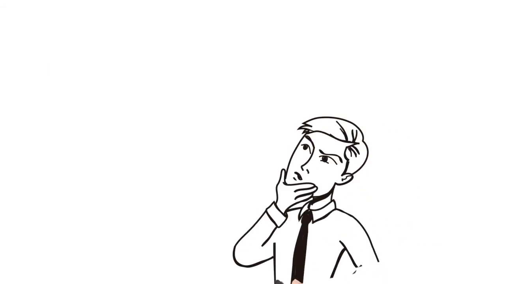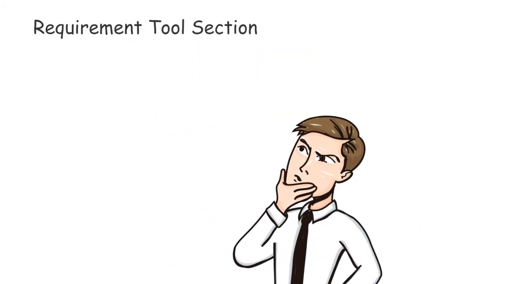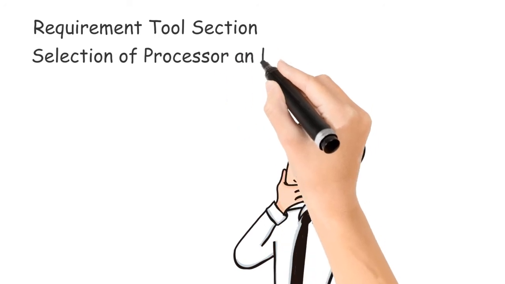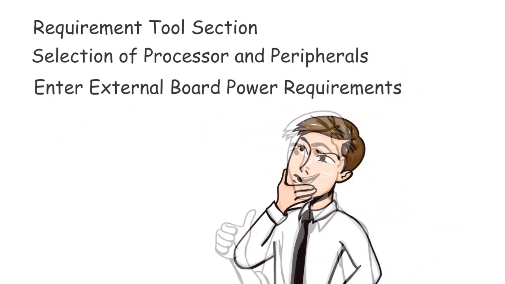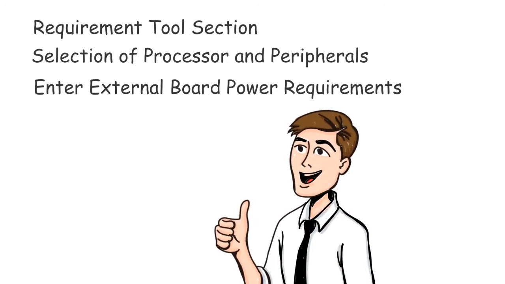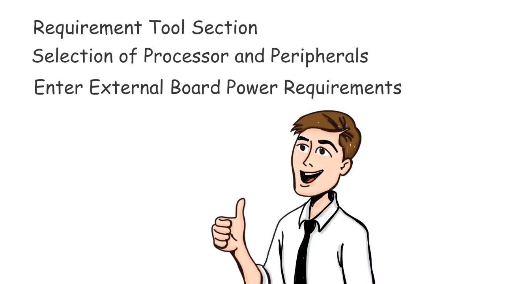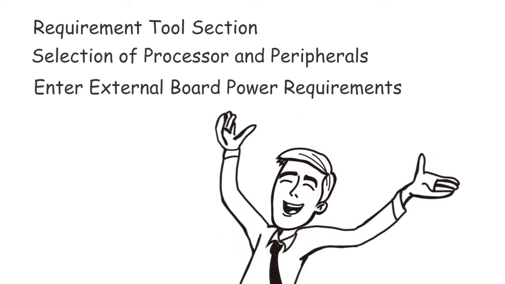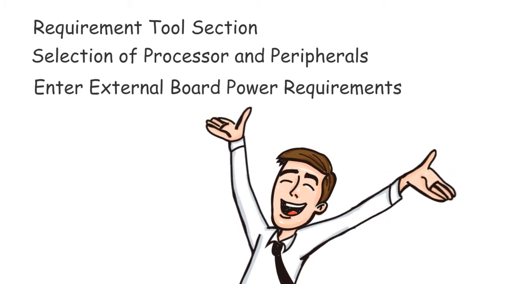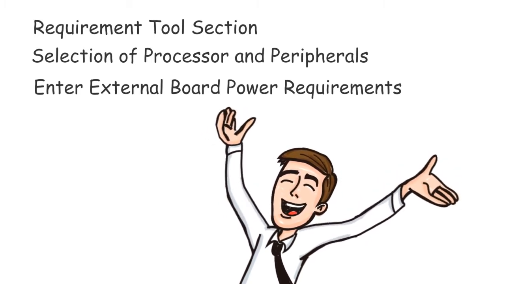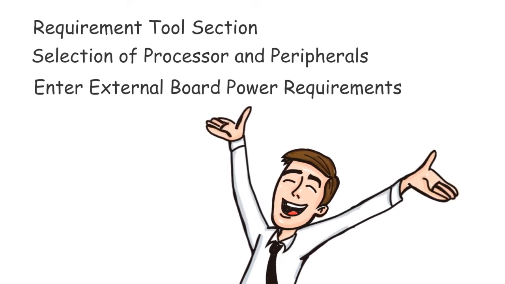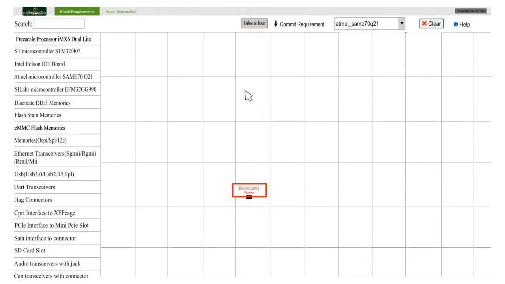The Circuitry application contains a requirement tool section wherein the user can select one of the processors, peripherals, and enter external board power requirements. The application takes these inputs and generates the design using the same steps and calculations that the hardware engineer takes to generate the design. The design creation process is completely automated and is intelligent to handle different requirements. Since the application understands the design, it also validates the design. Let us explain this over the video presentation of the tool.